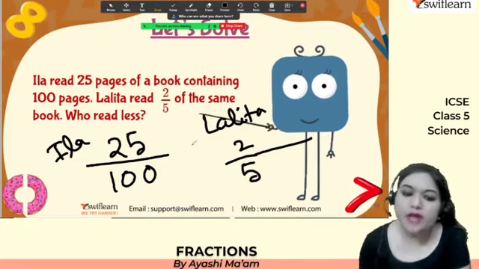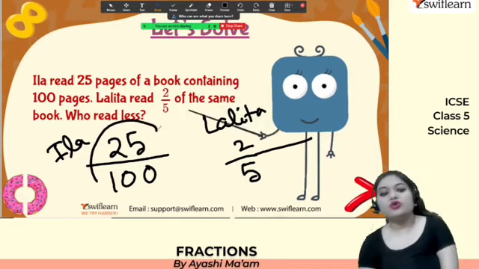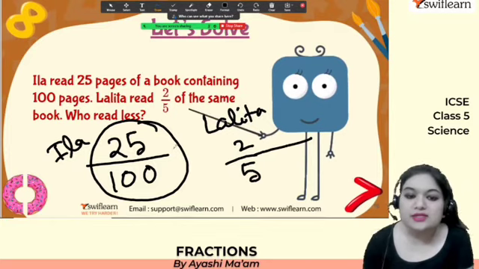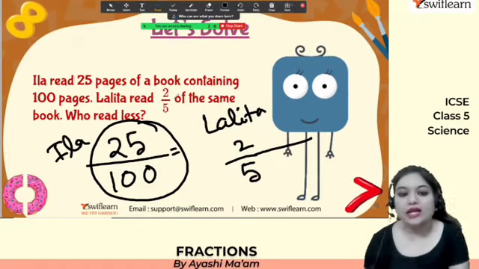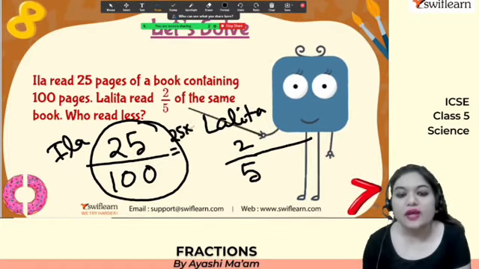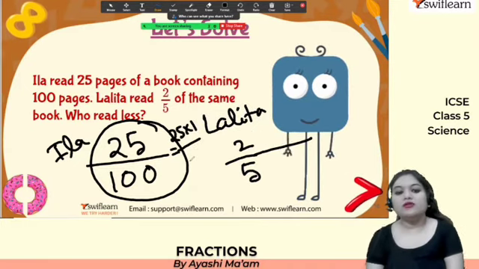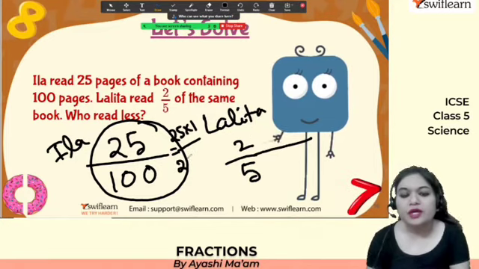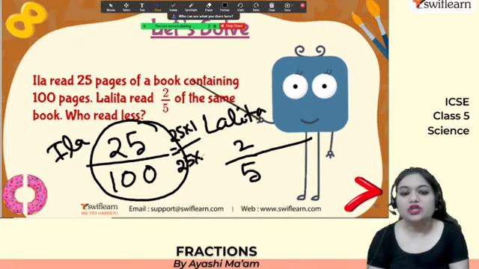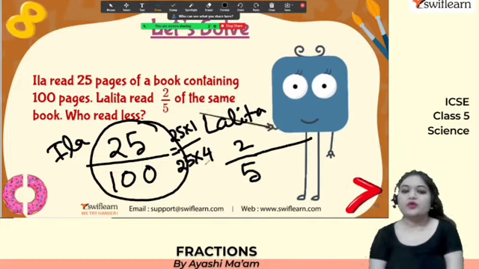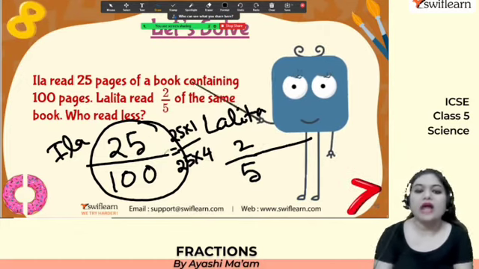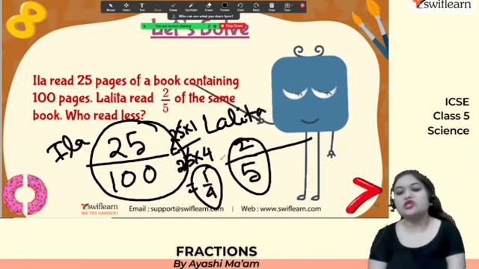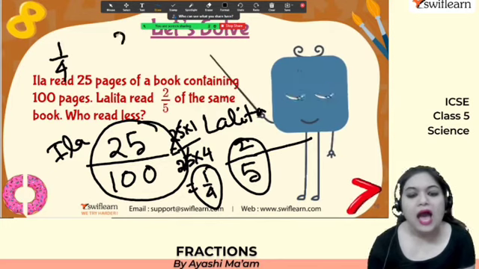Simply see, you can reduce this into the simplest form by dividing both the numerator and denominator by the same number, right? You can easily do that. So see, 25, you can just say 25 into 1, and for 100 it will be 25 into 4, right? So then 25 by 100 will be reduced into 1 by 4. So now we have two fractions, 1 by 4 and 2 by 5.